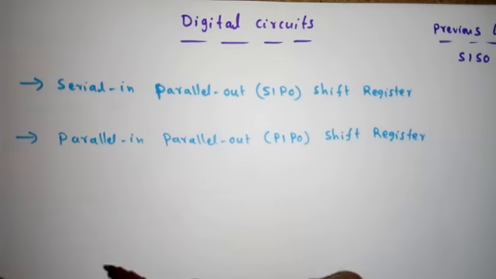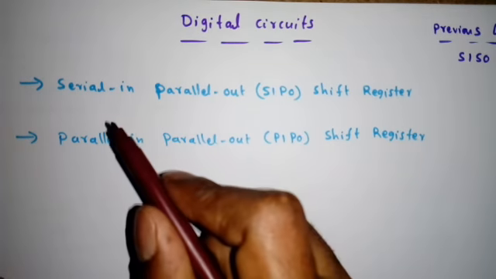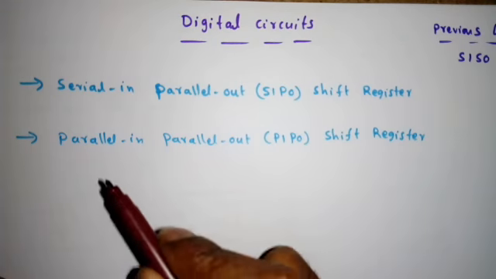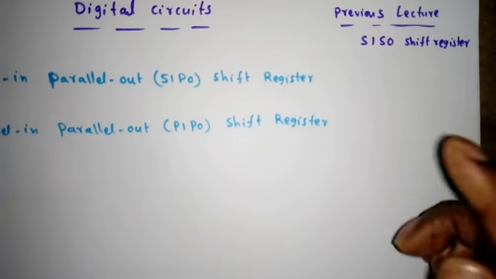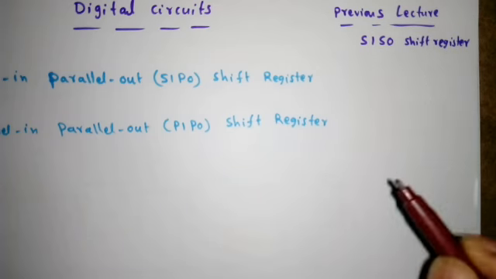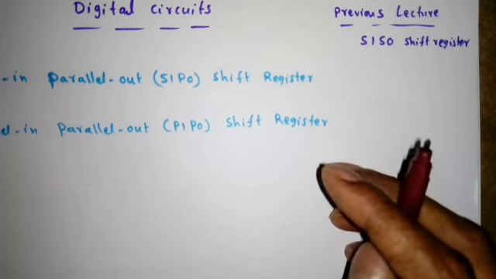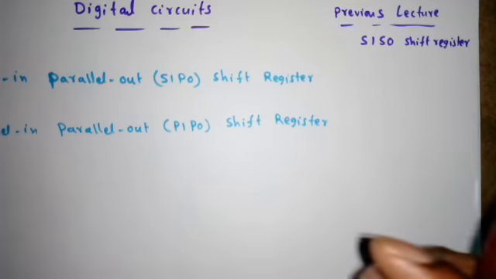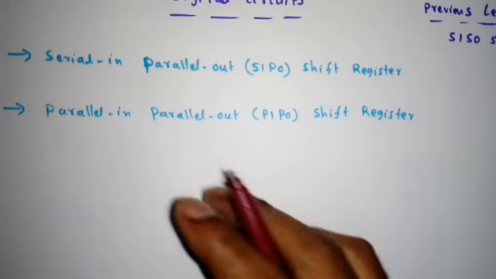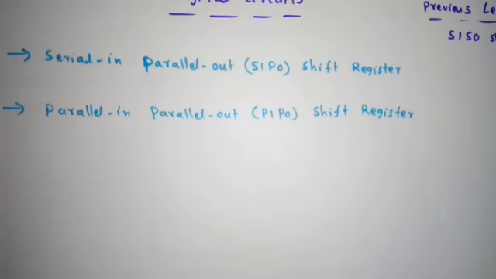In this lecture, we will discuss two shift registers, that is, the serial in, parallel out shift register and the parallel in, parallel out shift register. In the previous lecture, we discussed the serial in, serial out shift register. In that, we have seen how to perform right shift and how to perform left shift also. Right? Now, first we will see the serial in, parallel out shift register.